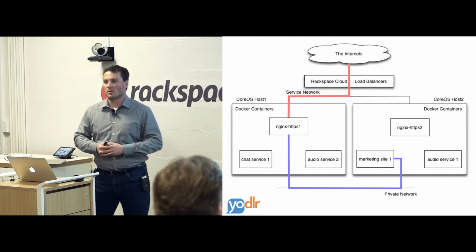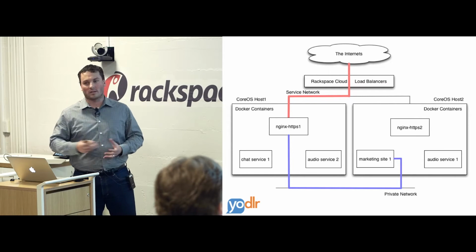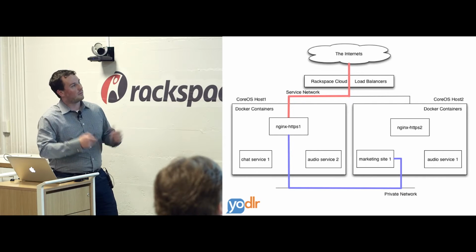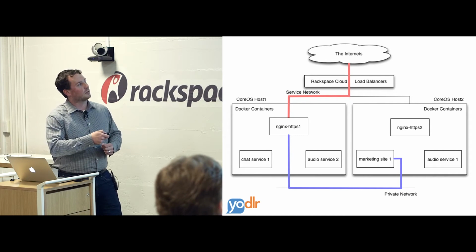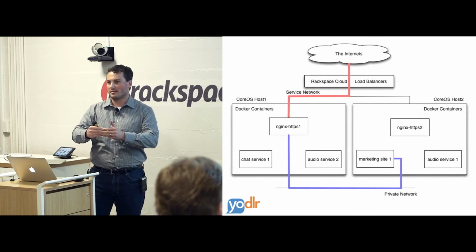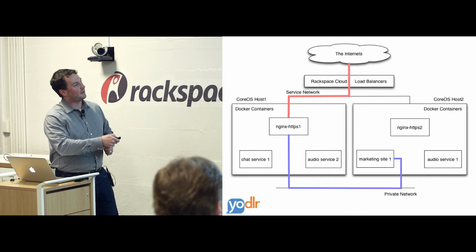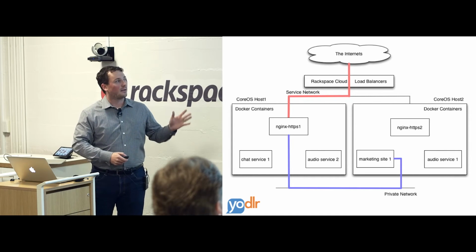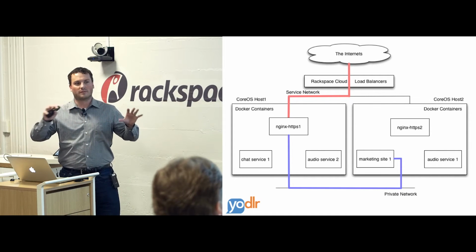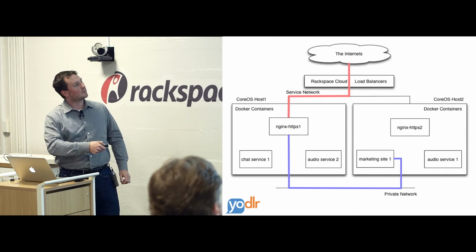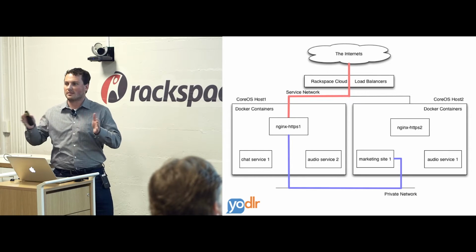Now what happens if a customer hits our public web page and wants to view our marketing information? That comes in through public DNS into Rackspace's cloud load balancer, and it hits one of our internal load balancers. Then from there, the load balancer proxies it to one of the marketing sites that's running on our cluster. Here, I'm only showing 2 of those 5 nodes. We run multiple instances of each of the services across the cluster.